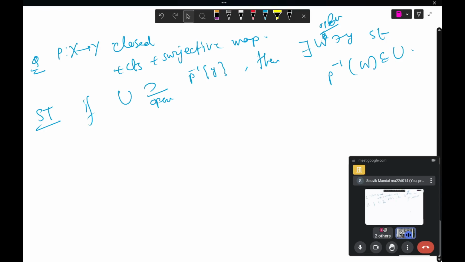For whoever has joined late, let me repeat the question. Suppose P is a map from X to Y which is closed, continuous and surjective. Now we need to show that if U is an open set containing P inverse y, then there is an open set W containing y such that P inverse W is a subset of U. You can directly solve this question without knowing what we have done till now. This problem does not use any theory that we've discussed, so let's try to solve it directly.